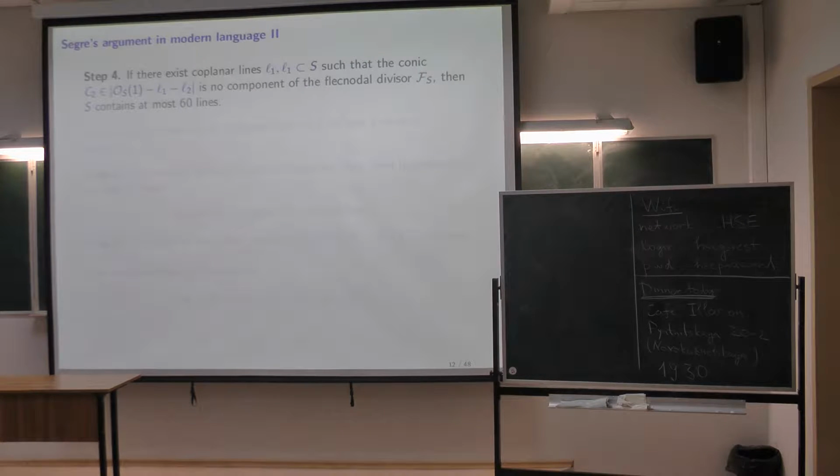Okay. So anyhow, now I take those two coplanar lines. I know that the residual curve on my quartic must be a conic because there are no four coplanar lines. And there are two possibilities. If I have one pair with a conic that is not a component of the flecnodal divisor, I am done, because again, I know every line on my surface is met by a hyperplane section.